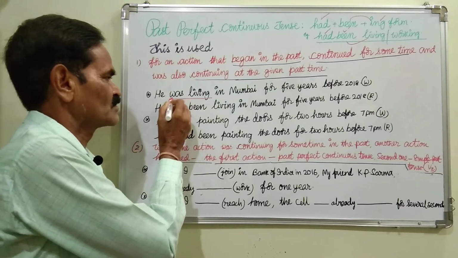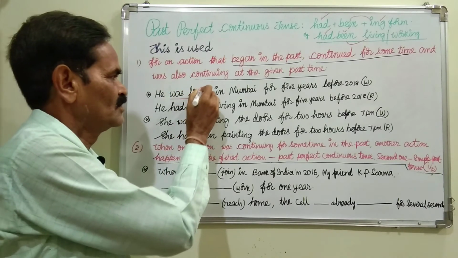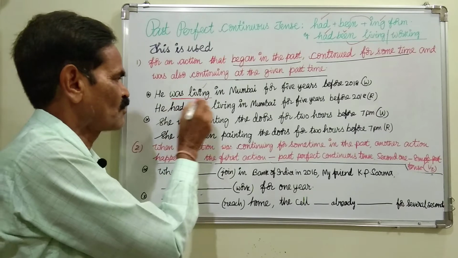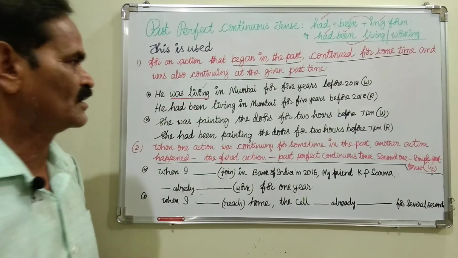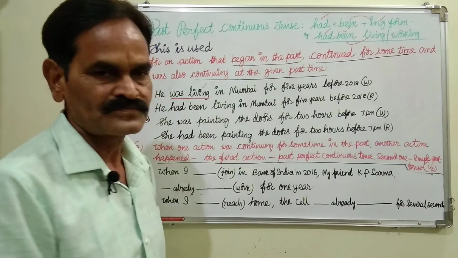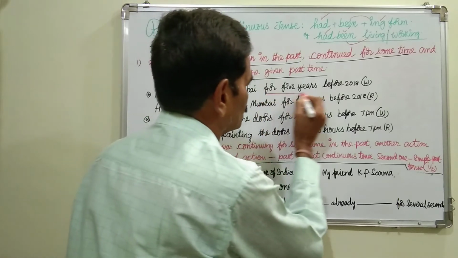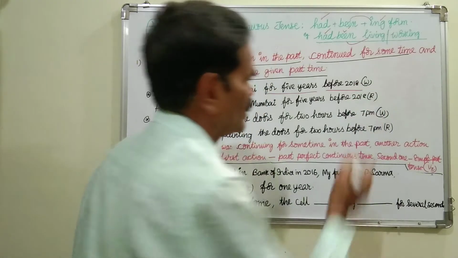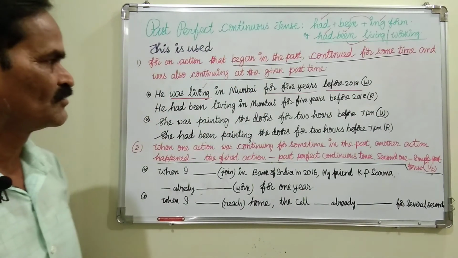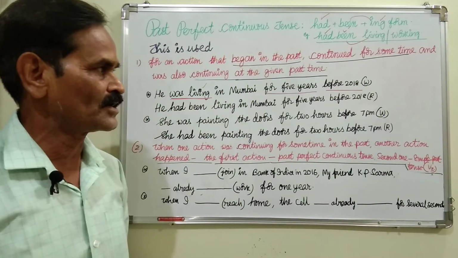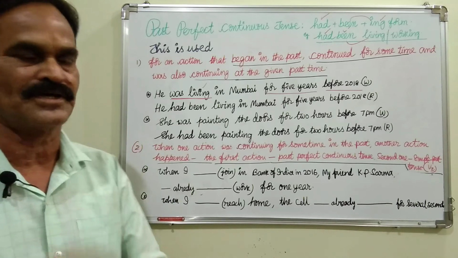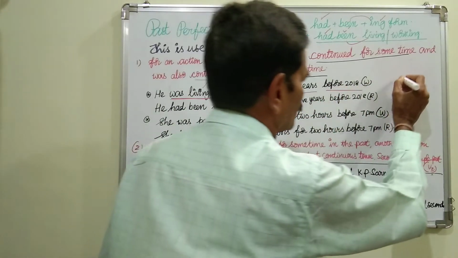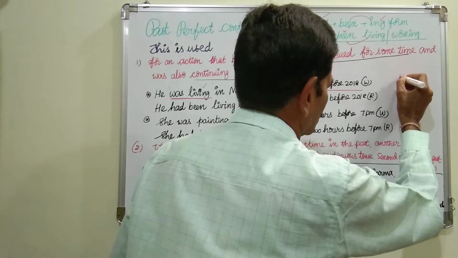Here, was is past and living is continuous, so it is past continuous. In Mumbai for a certain period. So it began before 2018. He was living in Mumbai for 5 years before 2018. So before 2018, let us see the timeline.